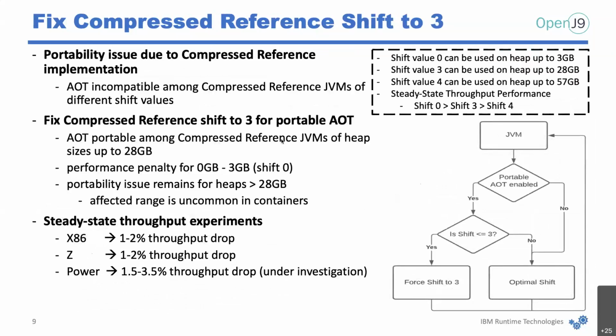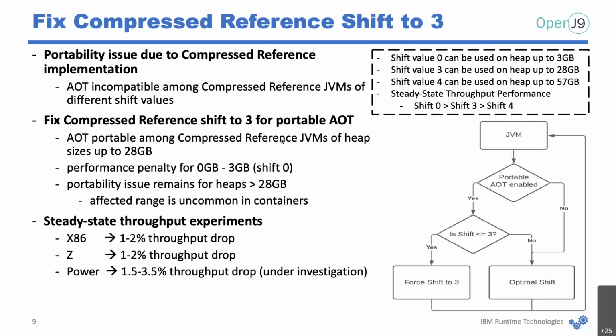Moving on to addressing the portability issue caused by the compressed reference implementation. Just to recap, AOT code is not portable across JVMs with different compressed reference shift values, and the shift value is determined by the heap size. Our solution is to make the JVMs that want to share AOT code use the same shift value. That way, AOT becomes portable across different heap sizes.